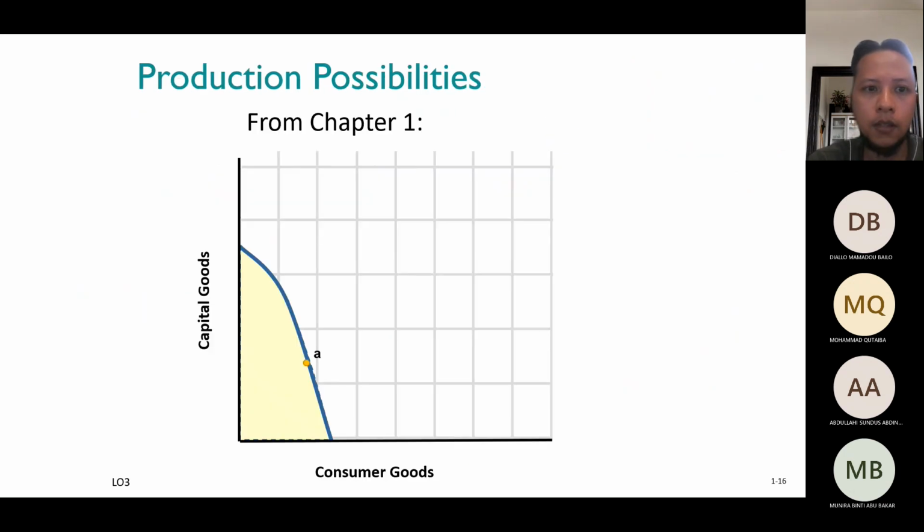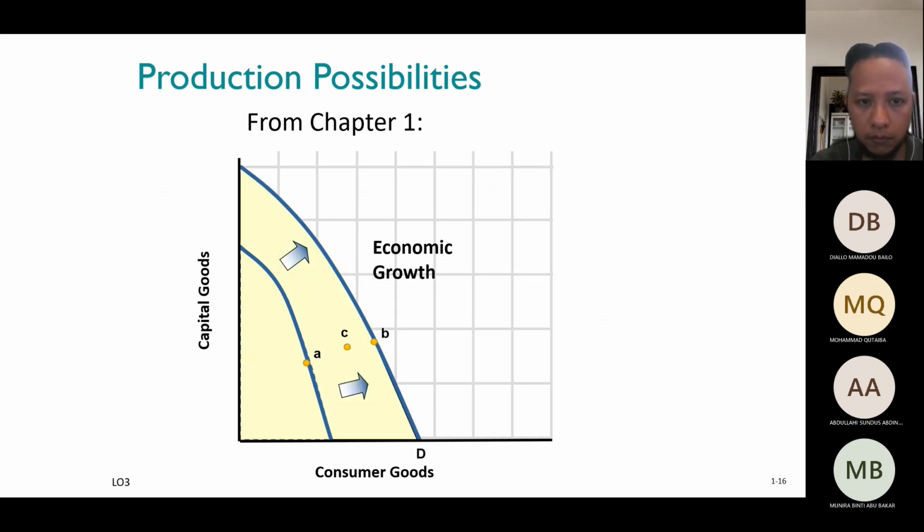Okay, so when you look at this, basically growth is correlated to the production possibility of that country, right? So if you invest in capital goods and consumer goods, you can see the output. Okay, so this is where basically the potential output that can be produced in a certain country.